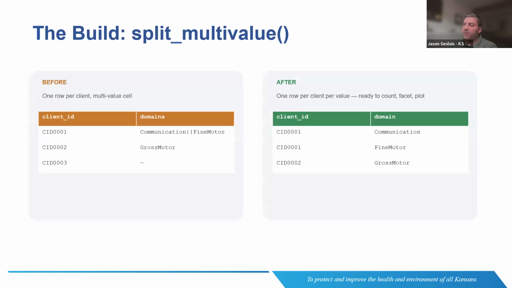And just to give an example of what one of the functions looks like, showing a before and after when using the split multi-value function, in this example, it'll take the combined domains from the first row of the left table, and then make them into separate rows, like the first two rows in the right table. And so this is a real type of data problem that you see when working in a variety of public health data sets.